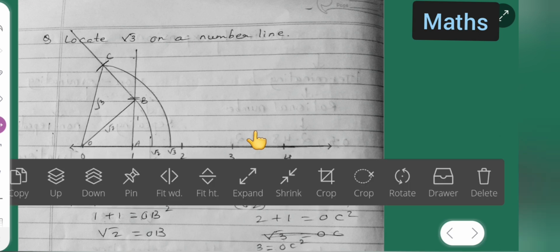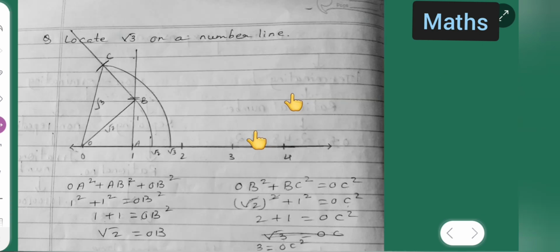Now you'll have to locate root 3 on the number line, right? So OA square plus AB square is equal to OB square. OB is this, right? OA and AB are 1 unit each. So 1 square plus 1 square is equal to OB square. 1 plus 1 is equal to OB square, and so root 2 is equal to OB. This I have already given you in the previous lecture.